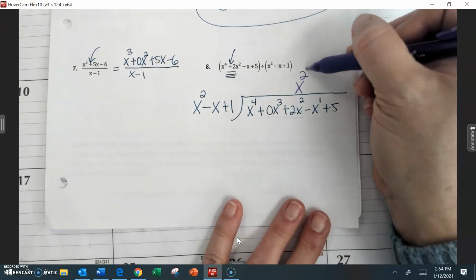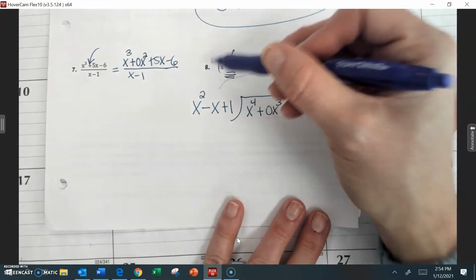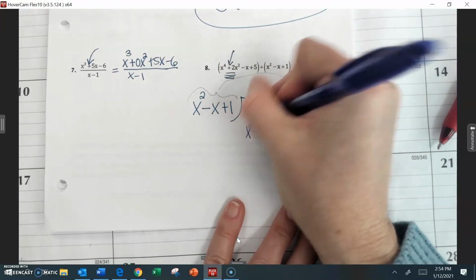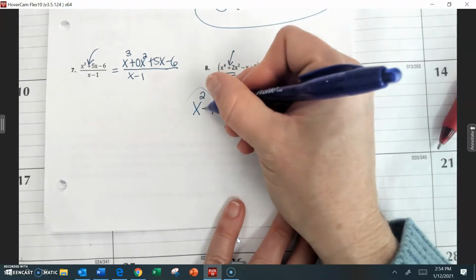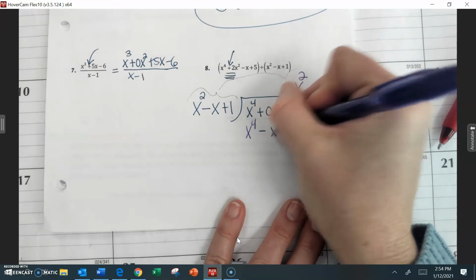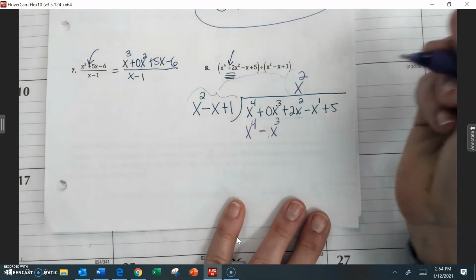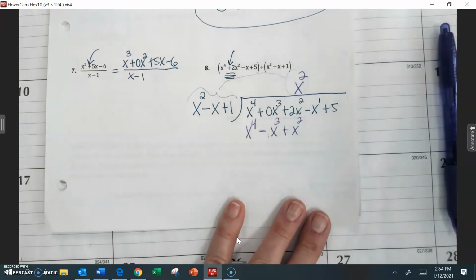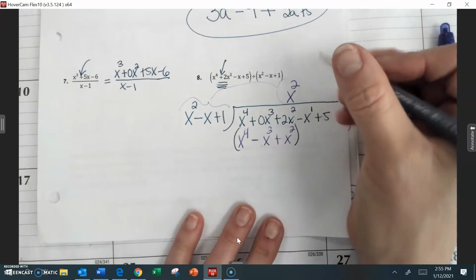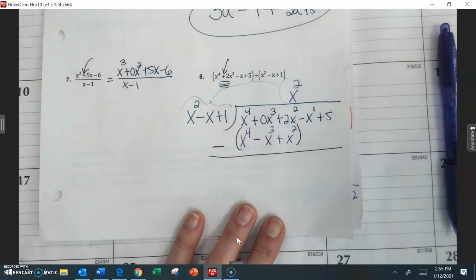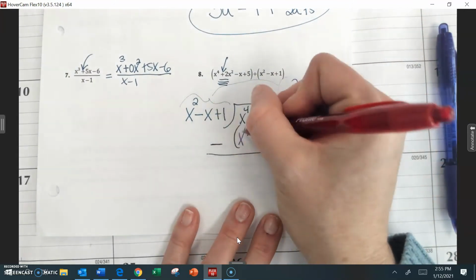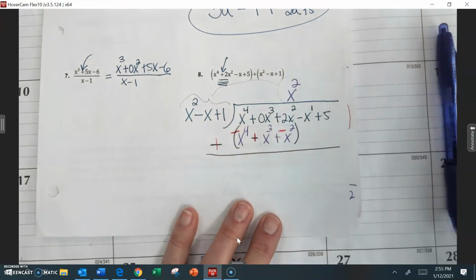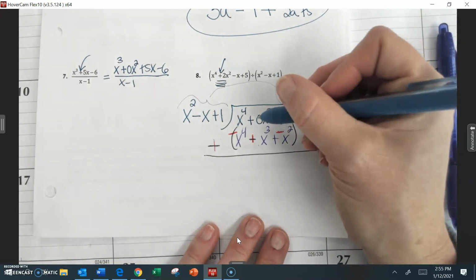Now we multiply this and distribute that to our divisor. So x squared times x squared is x to the 4th. x squared times negative x is minus x to the 3rd. And x squared times 1 is just positive x squared. So remember, we're now going to subtract. And that means distribute that negative through. So that's negative, positive, negative. Now we can subtract, if you will.